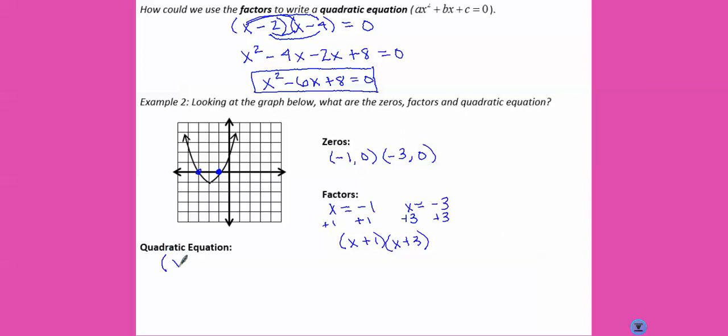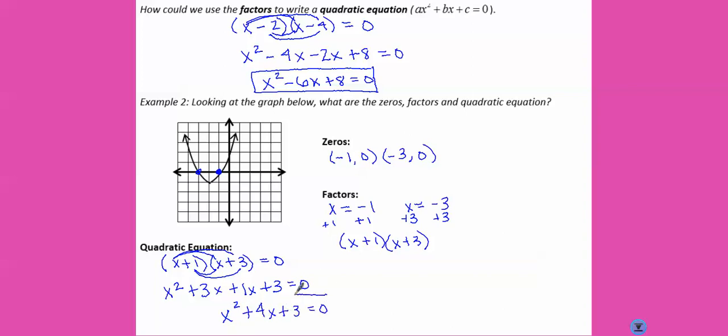For my equation, x plus 1 times x plus 3 equals 0. x times x is x squared. x times 3 is 3x. 1 times x is 1x. 1 times 3 is 3. Bring down the equal 0. And then combine my like terms in the middle. So x squared plus 4x plus 3 equals 0.